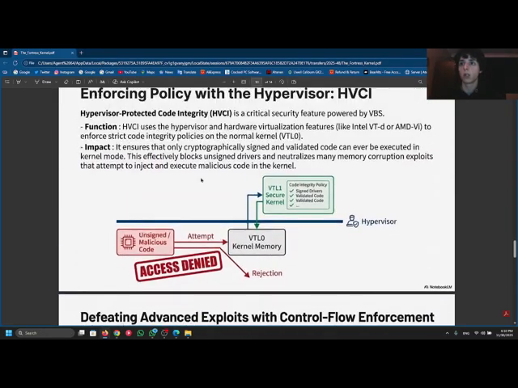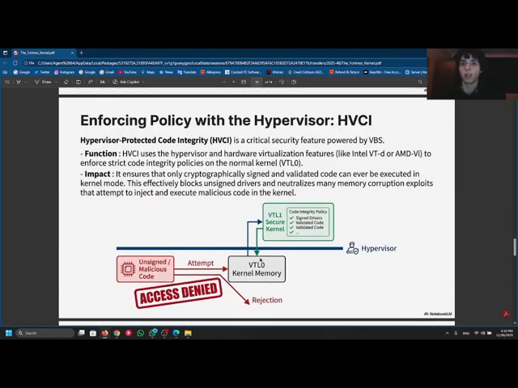So, here we have a visualization of how it works, and HVCI. Okay, HVCI is a security feature powered by VBS. HVCI, which is hypervisor protected code integrity, uses a hypervisor and hardware virtualization features like Intel VT and AMD-V. These two are virtualization technologies by Intel and AMD to enforce strict code integrity policies onto the normal kernel, which is VTL0.